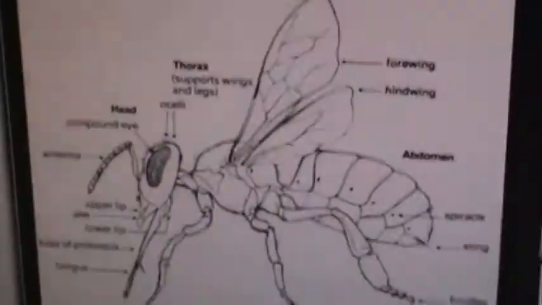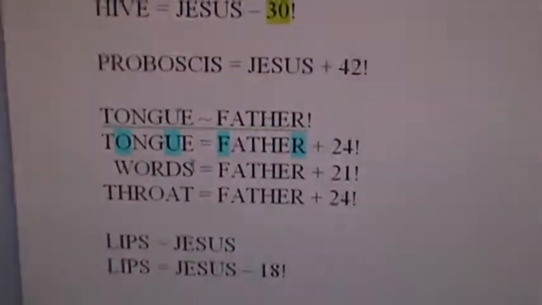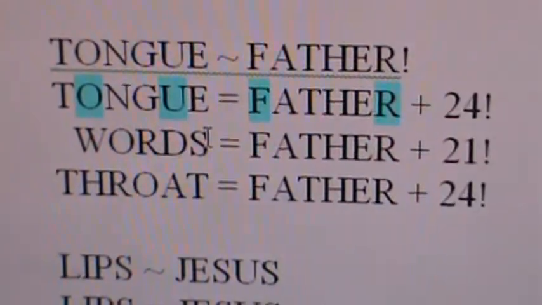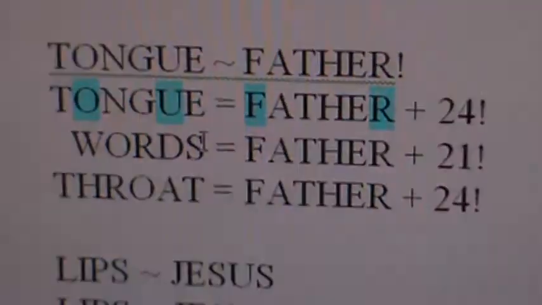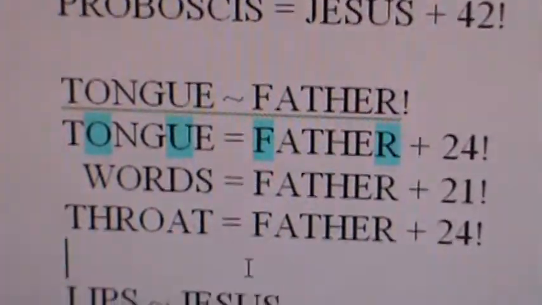So I'm coming off of a B anatomy diagram, and there's so much amazement here because tongue parallels Father perfectly. Tongue equals Father plus 24. And throat equals the same thing. And words are formed by the tongue. Words equals Father plus 21. Just glaring, the Father on this.